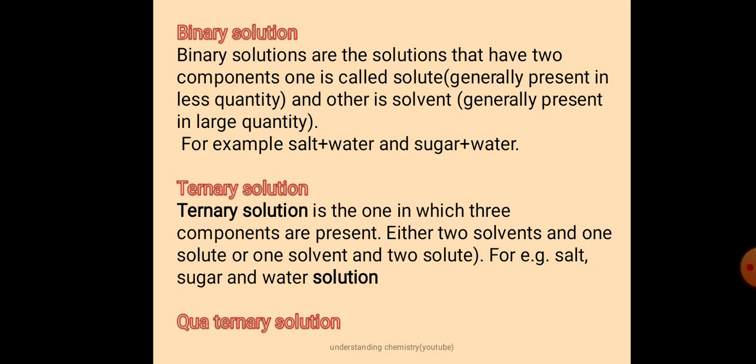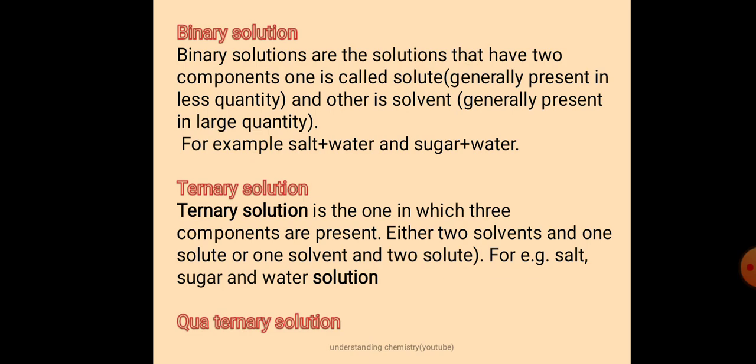Now let us go to the further classification of solution. What is meant by a binary solution? A binary solution is the one which is made up of two components. Now the doubt arises whether it has to be two liquids or one liquid and one solid. So any two components. For example, it may be a mixture of two liquids also. Or it may be a mixture of a liquid and a solid. For example, we are seeing salt plus water or sugar plus water, alcohol plus water. It is called as binary solution.